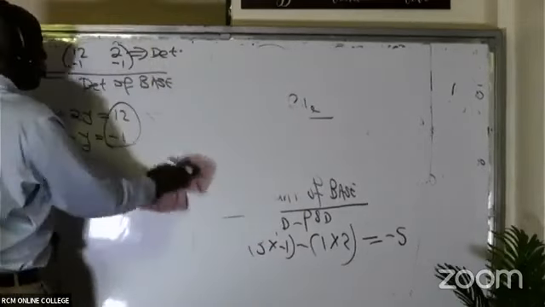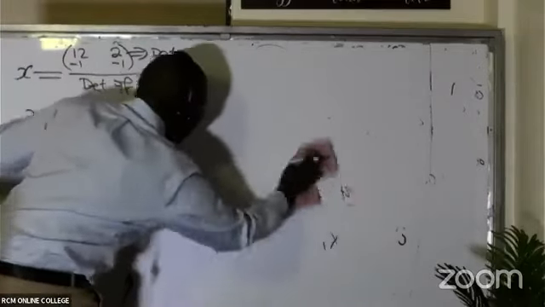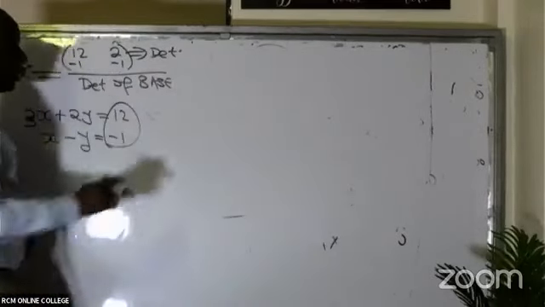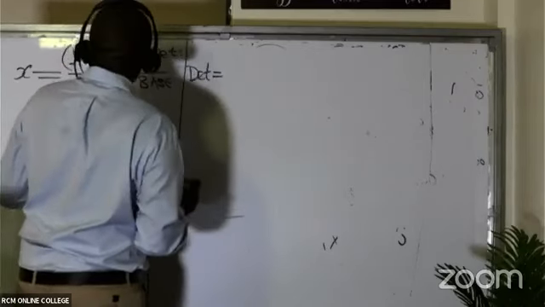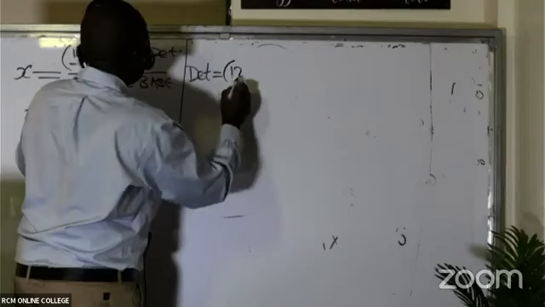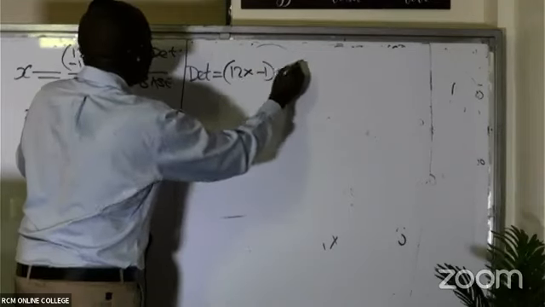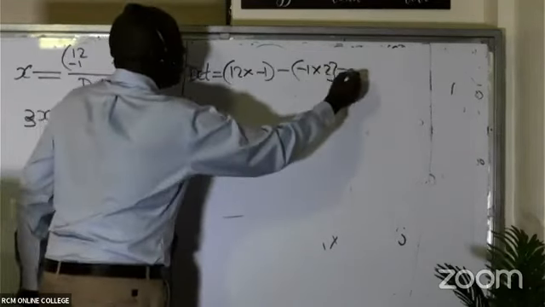Then we should be able to get the determinant of the numerator. So the determinant of the numerator will be equal to the product of the primary, 12 times minus 1, minus the product of the secondary, which will be minus 1 times 2. So this one here will give us what? Let us now use our calculators very well.